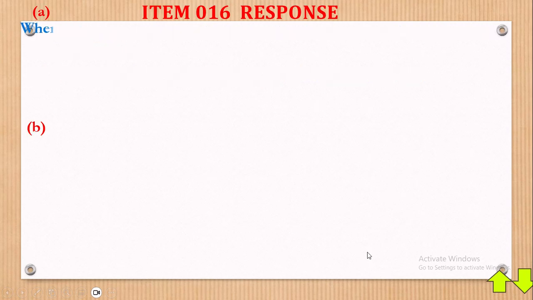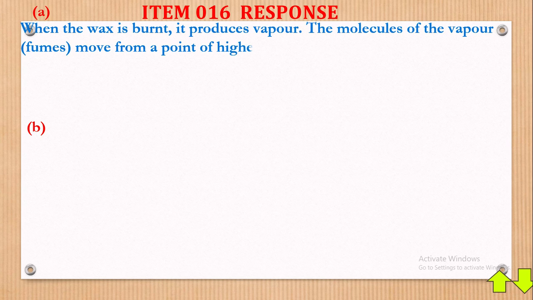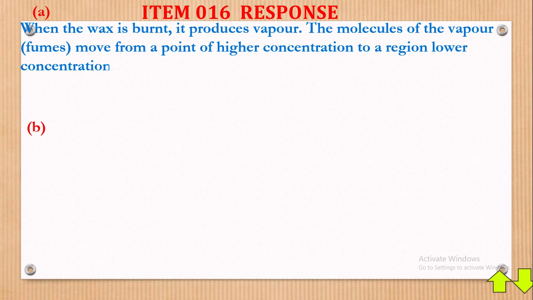Okay, let's get part A answered. Part A is saying that when the wax is burnt, it produces vapor. The molecules of vapor, in brackets fumes, move from a point of high concentration to a region of lower concentration, spreading through all rooms by diffusion. The warm fumes rise up to the ceiling. The vapor fumes are able to chase away the mosquitoes.